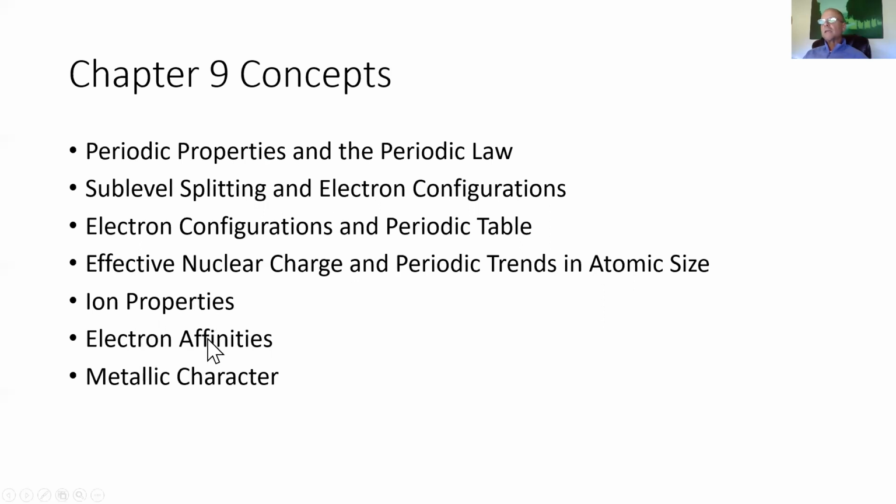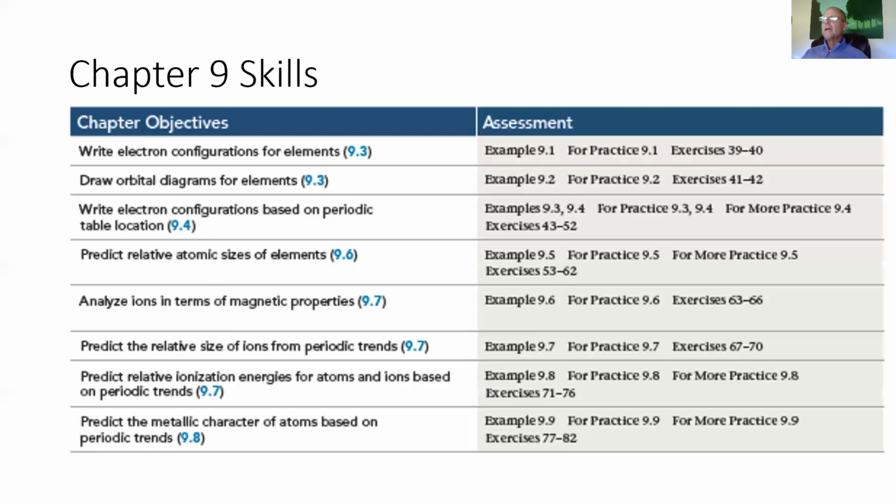And then trends in electron affinity and metallic character. All right, chapter 9, skills. Be able to write electron configurations for elements. I won't be asking you to write anything for the F block, but I do want you to know how to write electron configurations for the D block, and those 4 exceptions that I mentioned in class.